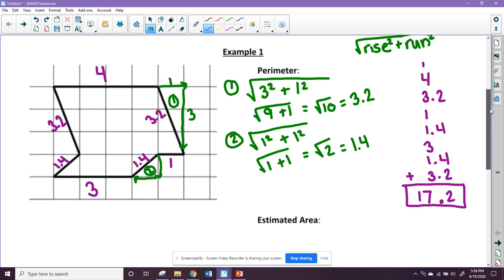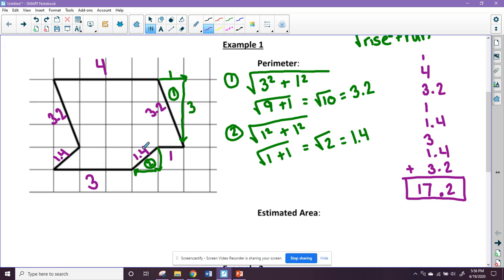Now we need to find the area. The area on this is going to be a little tricky, so it's going to be just our estimated area. So let's use blue for this one. So we want to count how many whole blocks we have first. So we have 1, 2, 3, 4, 5, 6, 7, 8, 9, 10, 11. So we have 11 whole blocks. Now we need to match up to figure out which of our leftover boxes would make a full box.